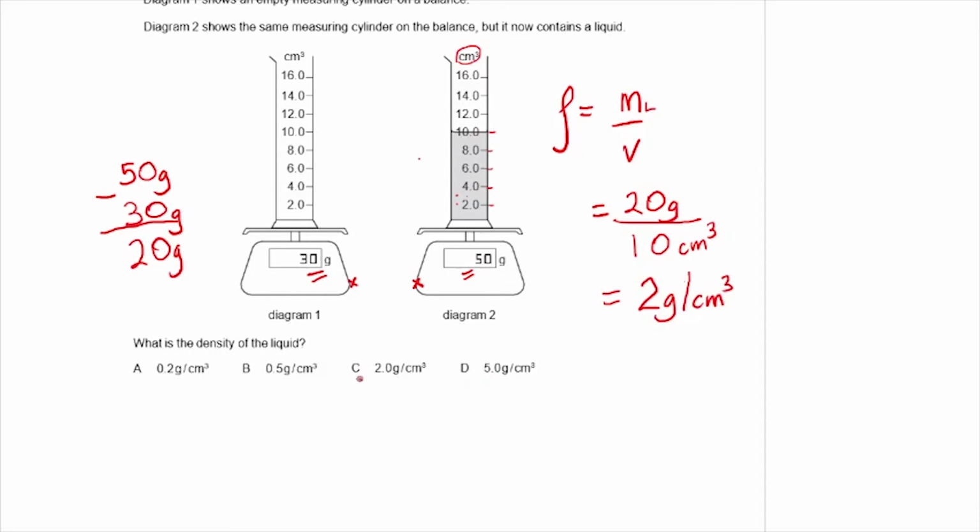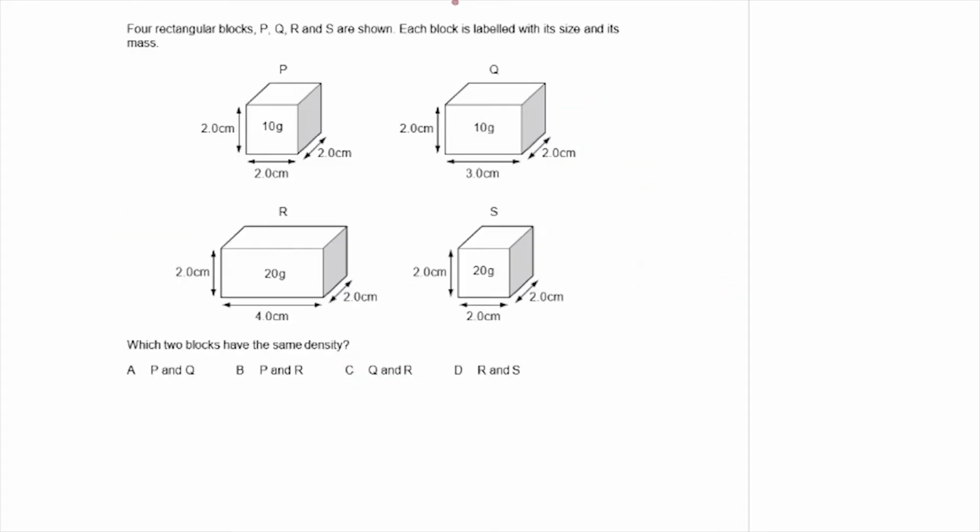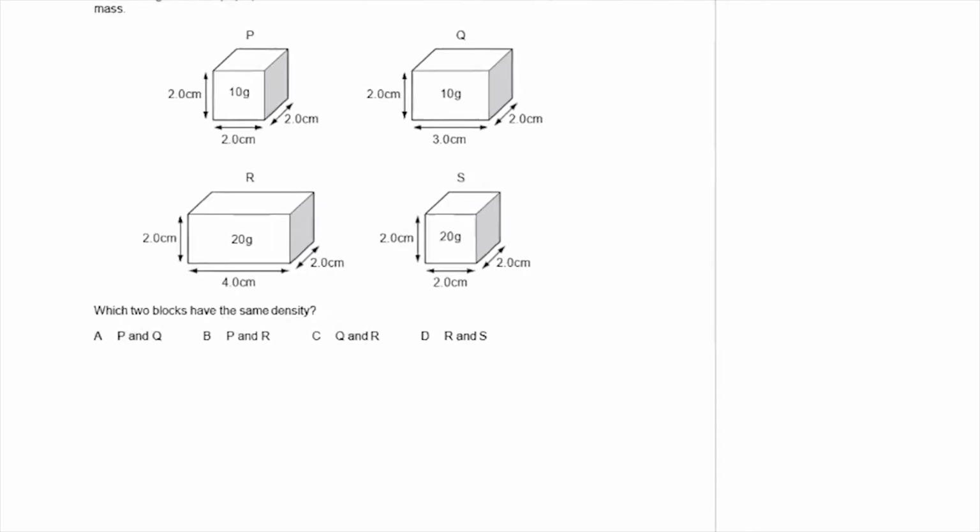Our answer is C. Four rectangular blocks P, Q, R, and S are shown. Each block is labeled with its size and its mass. Which two blocks have the same density? For us to be able to determine which two blocks have the same density, we are supposed to calculate the density of each block. So we'll get to it.